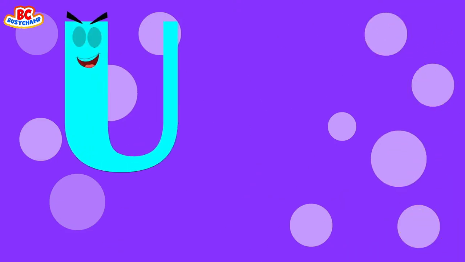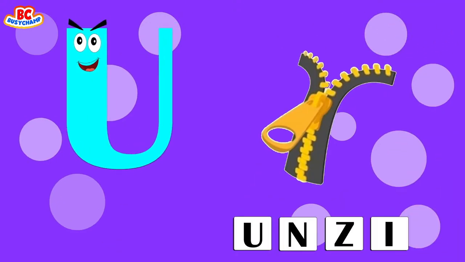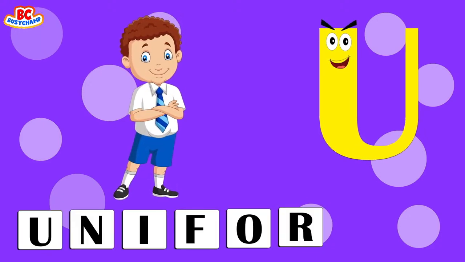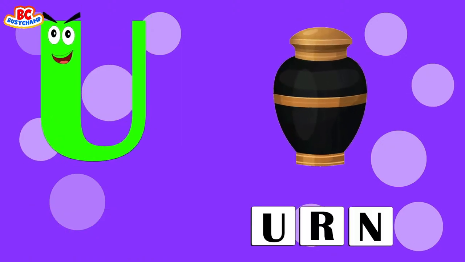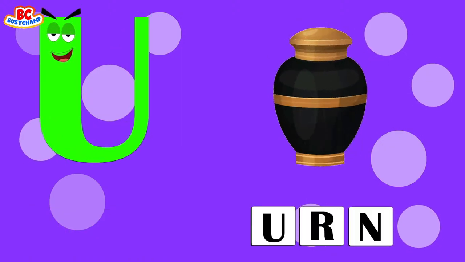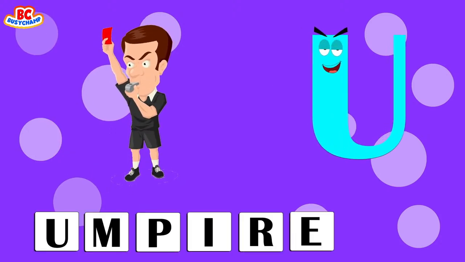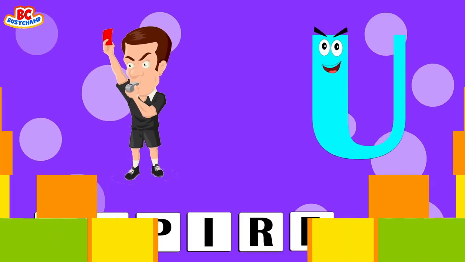U is for unzip. Unzip. U is for uniform. Uniform. U is for urn. Urn. U is for umpire. Umpire.